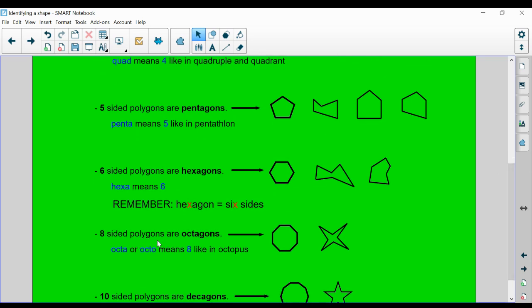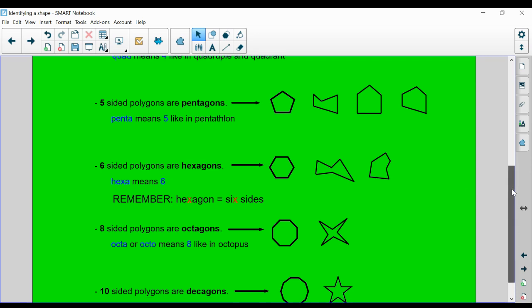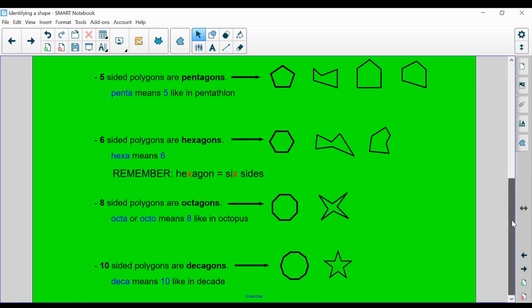An 8-sided polygon is an octagon, our classic stop sign. It looks like the Xbox symbol. If you count all these sides, it is an 8-sided shape, which is an octagon. And octa or octo means 8, like an octopus. In fact, even the month of October used to be the 8th month. That's where it got its name. It's not any longer because they changed the calendar.